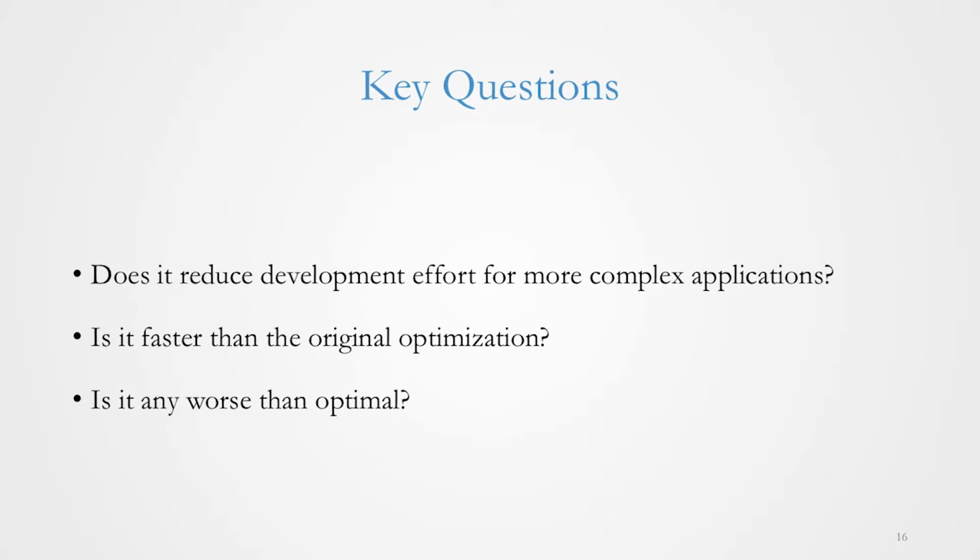So a few quick key questions we'd like to ask before we go on to the evaluation. Does it reduce the development effort? Are we actually making anybody's life easier? Is it faster than the original? And is it any worse than optimal? Because as I mentioned, we do have a heuristic step that throws a lot of things away.